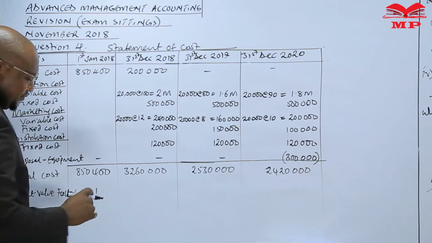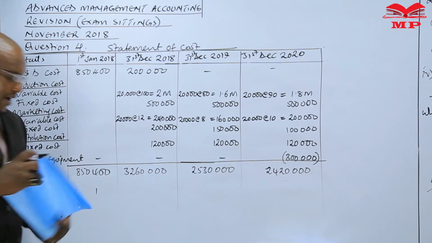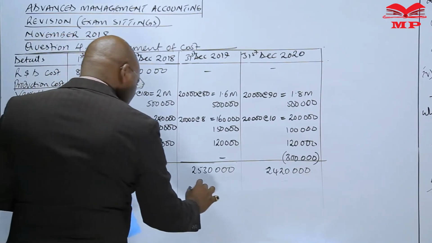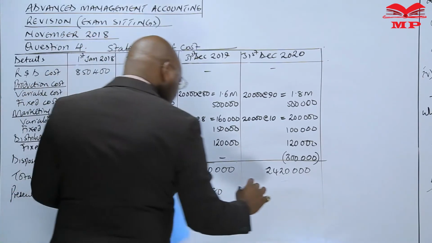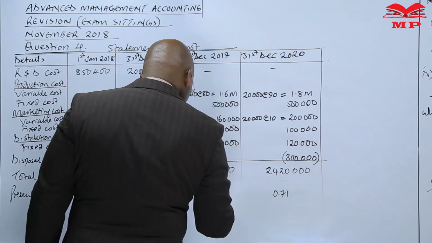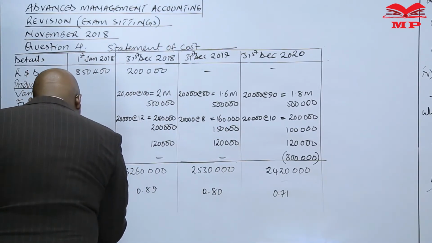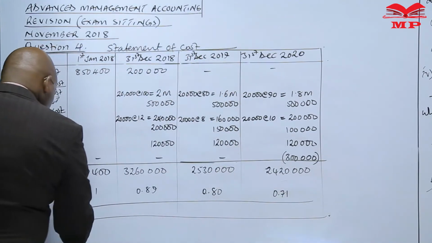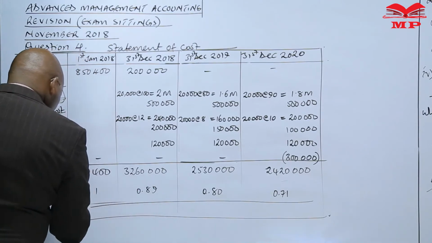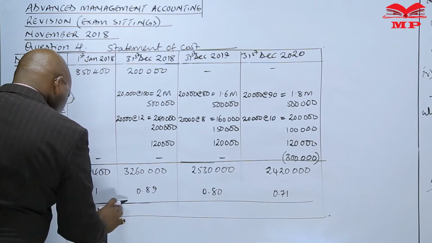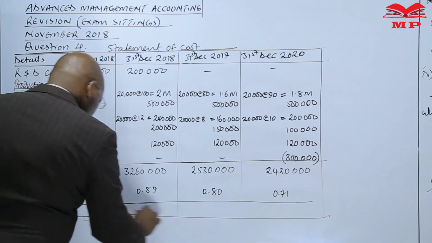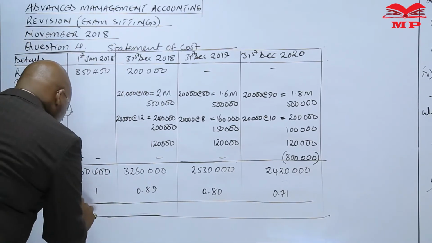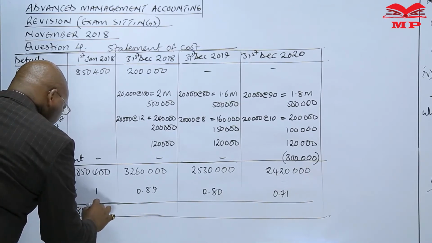So this is 1. We had the 0 points. So 1, 0.89, 0.80, 0.71. That now when you multiply, we'll be able to get the total. Total per unit, and total first of all, we'll get per unit later. So this is actually 850,400.